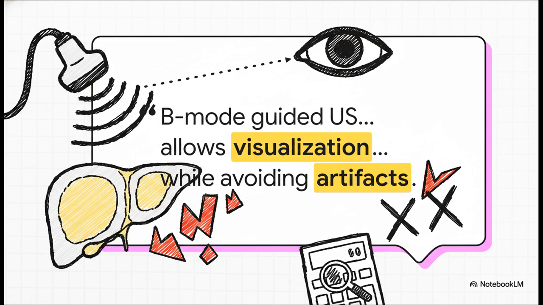To summarize the massive advantage we've discussed today, it really all comes down to this core truth from the literature. B-mode guided US for measuring hepatic fat content allows visualization of the area to be sampled while avoiding artifacts. Seeing exactly what you are measuring ensures the absolute highest quality, most reliable data for your patients. You aren't guessing anymore. You are calculating.